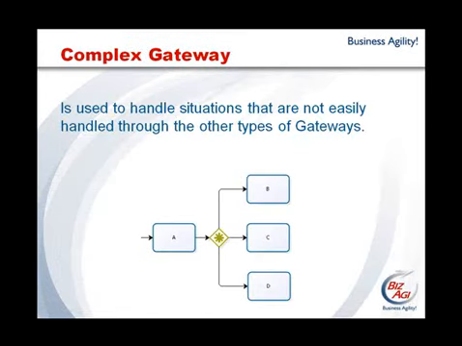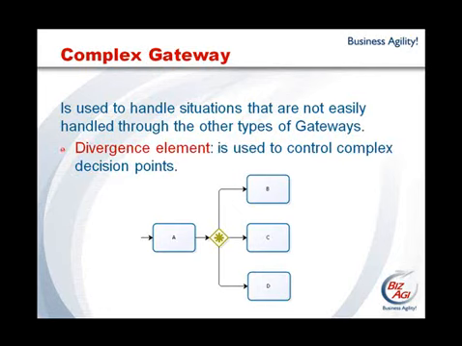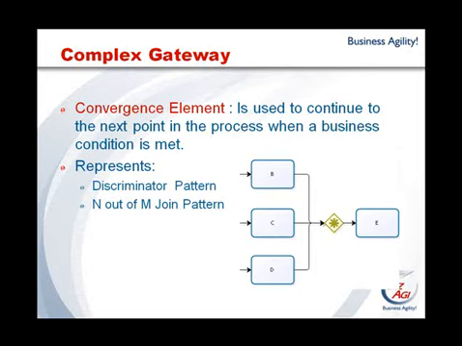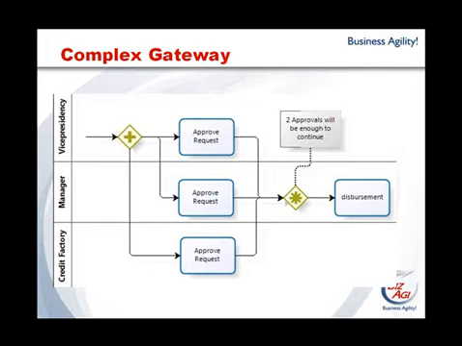The complex gateway, as an element of divergence, allows you to control complex decision points that are not easy to manage with other types of gateways. The complex gateway as an element of convergence allows you to continue to the next point in the process when one of the incoming sequential flows fulfills a given condition. It is possible to determine which of the incoming sequential flows will continue the process flow. For example, it can be determined that 3 out of 5 incoming sequential flows are needed.